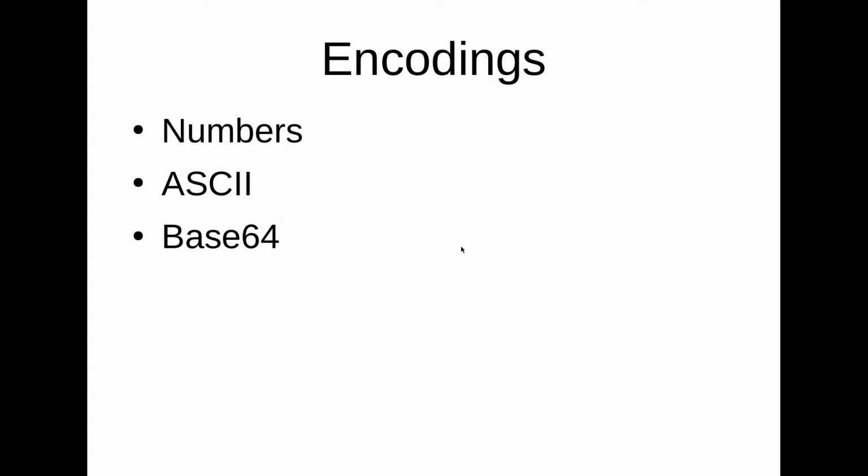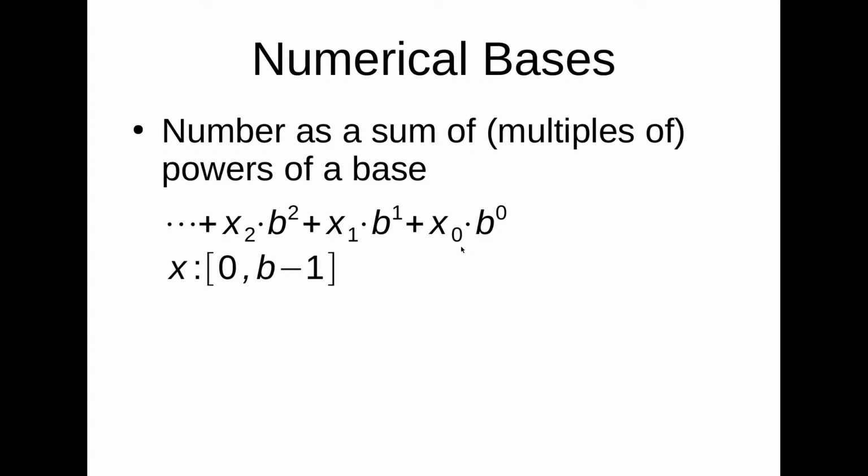Alright, so the first thing that we're going to go over is just basic encoding. So basically, how are numbers actually encoded, and then what are some other ways we can encode information. So numbers have what's called a numerical base. It's basically every time you see a number, it's basically a sum of multiples of that base.